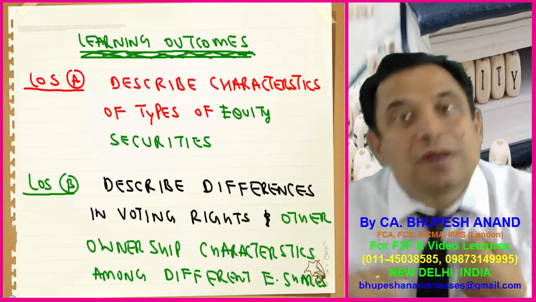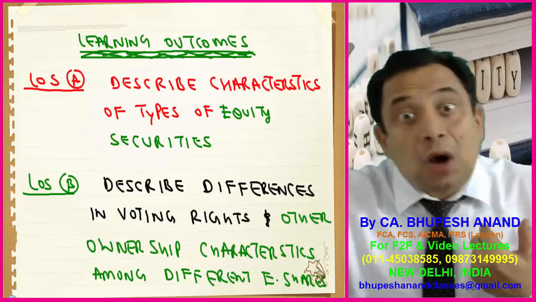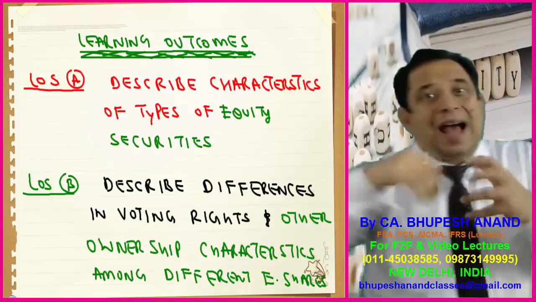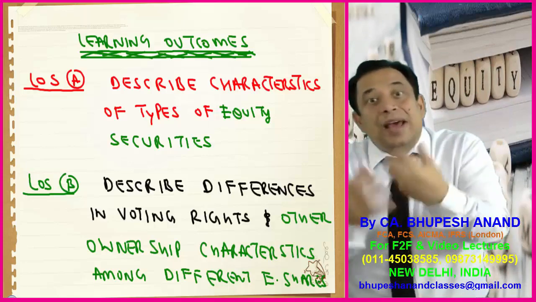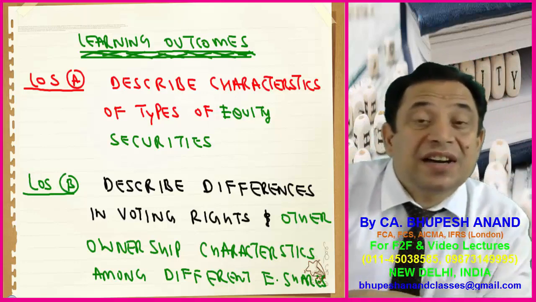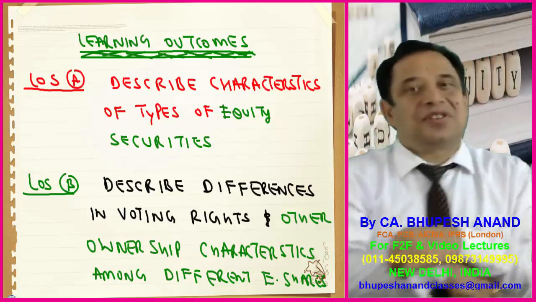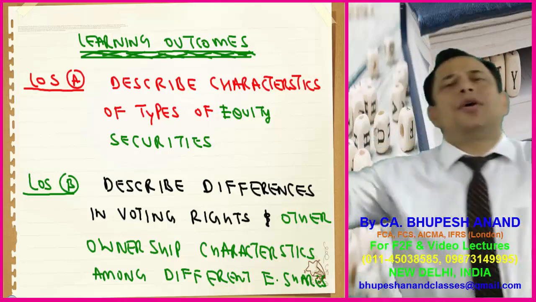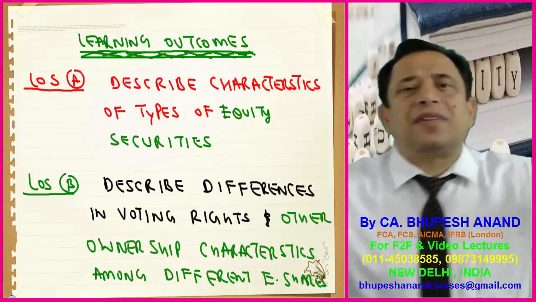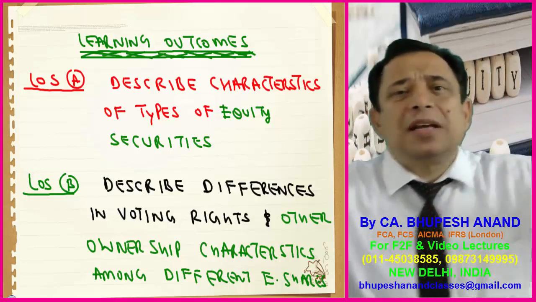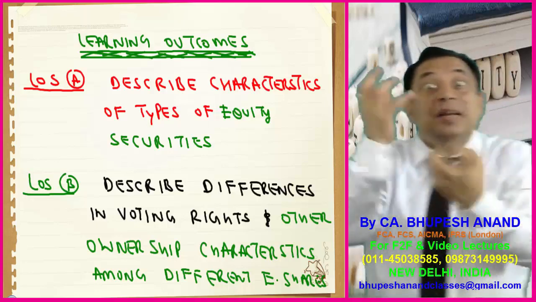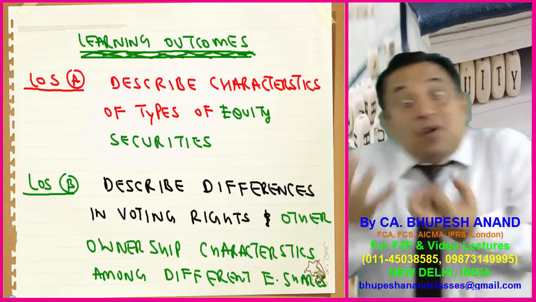So my humble request to you will be, please write down these learning outcomes. No doubt it is given in your study material, no doubt it is given in your curriculum, but still it is better to have an awareness of this reading. So LOS A, learning outcome A, will be: describe characteristics and types of equity securities. How many types of equity securities are there? What is the meaning of common stock, preferred stock, cumulative preferred stock, callable equity stock, puttable equity stock, convertible preferred stock? So we will be dealing with these new names, equity terminology, and what are the features.